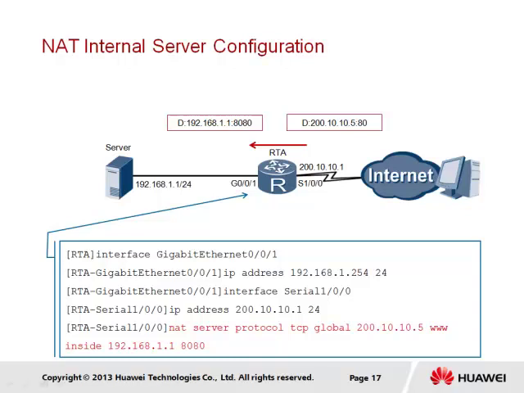The command NAT server references that only packets containing TCP headers should be accepted, with a destination of 200.10.10.5 and a port number of 80. The www here is equivalent to the well-known HTTP port, or port 80. For such packets, they should be translated to the inside destination IP address of 192.168.1.1 and use a port number of 8080. The server itself should also be listening on port 8080 in order to receive the TCP-based web traffic.